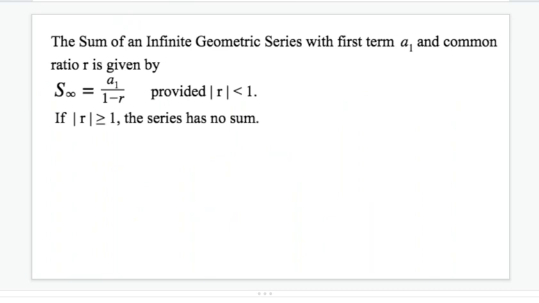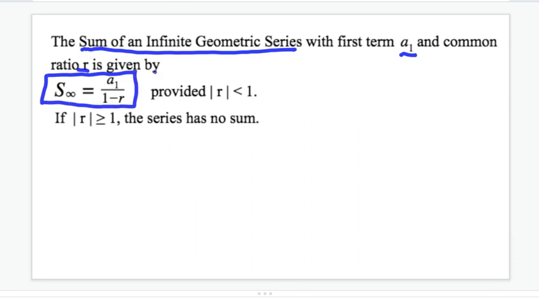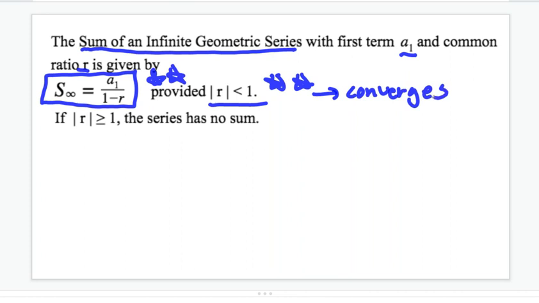So just a quick recap: the sum of an infinite geometric series with first term a1 and ratio r is given by this formula, provided you make sure that the absolute value of r is less than 1. If it happens to be greater than or equal to 1, there's no sum. So this is when it converges, if the absolute value of r is less than 1, and it diverges otherwise.